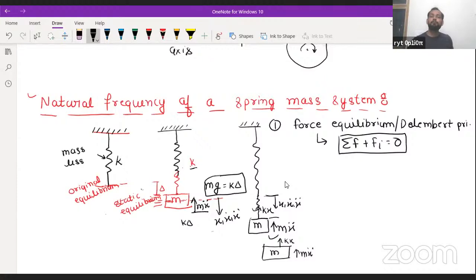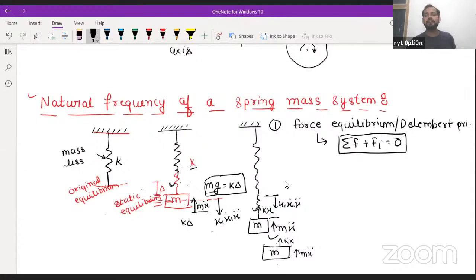If you are confused, sir, there will be an mg. When you consider the mg, then you have to consider that initial spring force also, and both are opposite in nature, so both will cancel out. That means the net force due to mg and K delta will be 0. That's why we are not going to consider it here. If you are considering it, then put it here, they will cancel out.